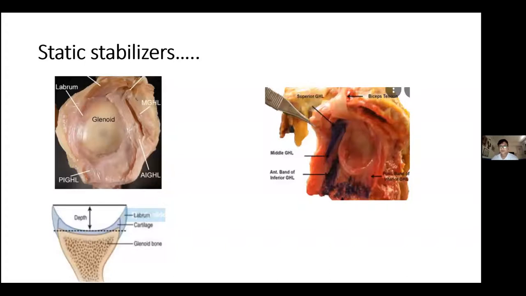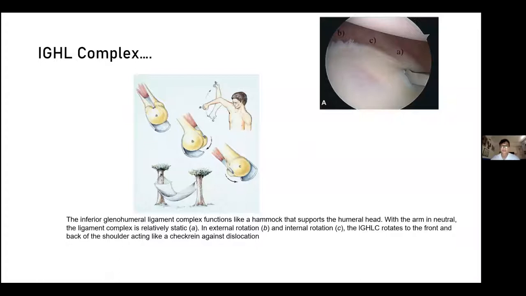The most important of all these is the inferior glenohumeral ligament complex, which is often compared to a hammock. And it has two bands, the anterior band, the posterior band, and the inferior pouch. The anterior band tightens up in abduction and external rotation position, and the posterior band tightens up in the position of abduction and internal rotation. And they help to stabilize the shoulder by preventing the inferior subluxation as well as the anterior and posterior translation.